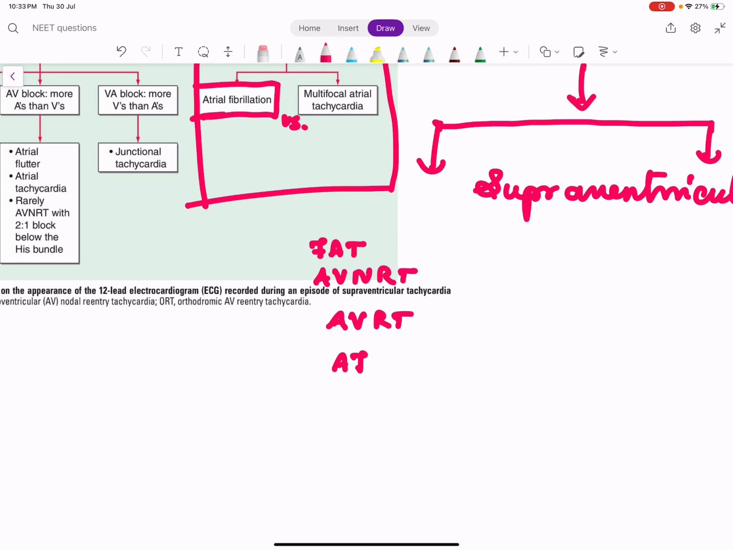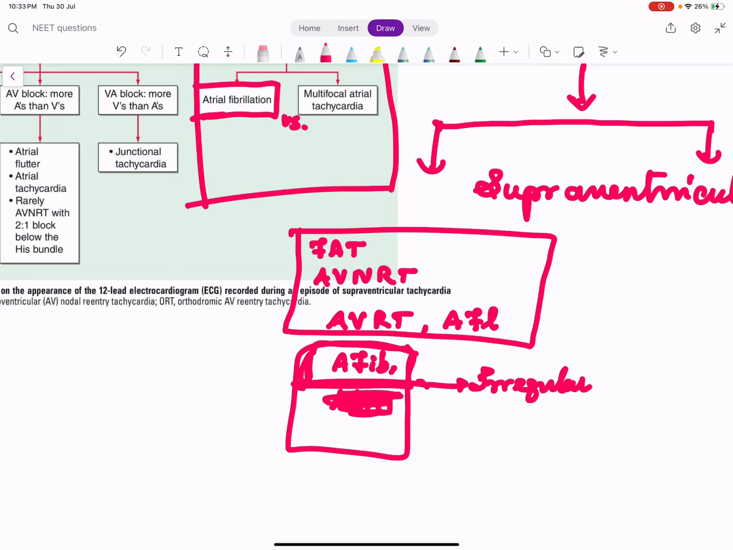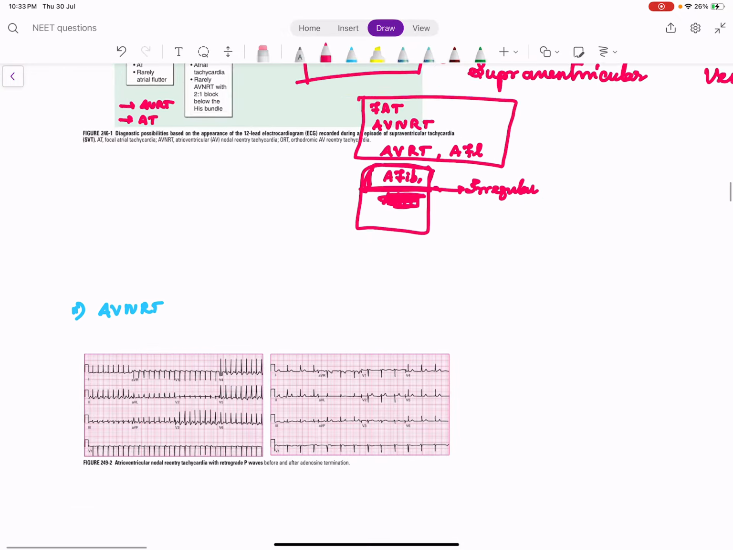We have atrial fibrillation, atrial flutter, and multifocal atrial tachycardia. Of these, atrial fibrillation and multifocal atrial tachycardia are irregular. Even if you don't remember multifocal atrial tachycardia, it's not an issue. Remember, AF is a narrow complex tachycardia which is irregular. All others are narrow complex tachycardias which are regular. We'll see them one by one.